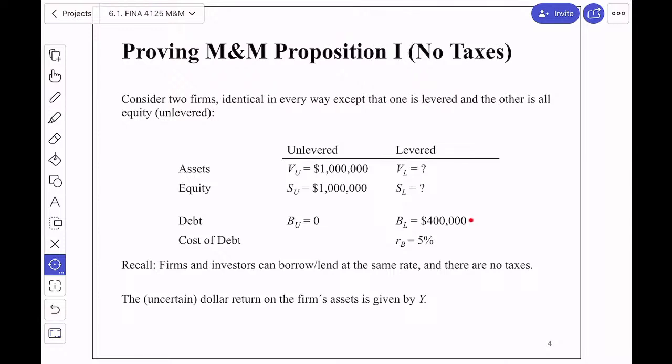with debt of $400,000 issued, none in the unlevered firm, and the cost of debt is 5%, keeping all those assumptions in tow, right? So the firms and investors can borrow and lend at the same rate, and there are no taxes. I'm going to demonstrate to you that the value of the firm, V, is the same.